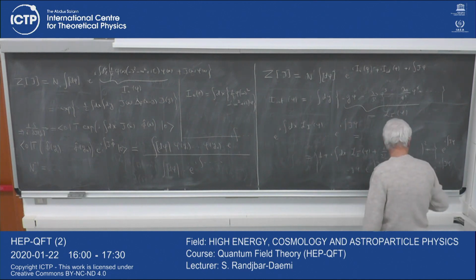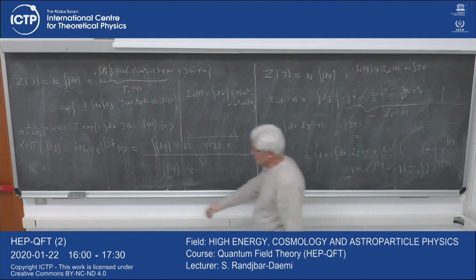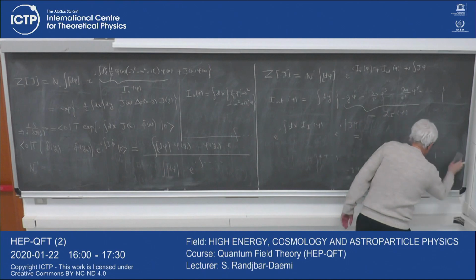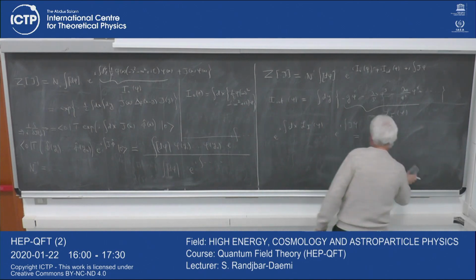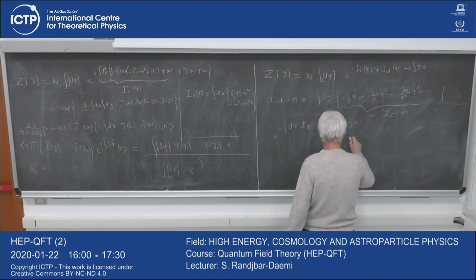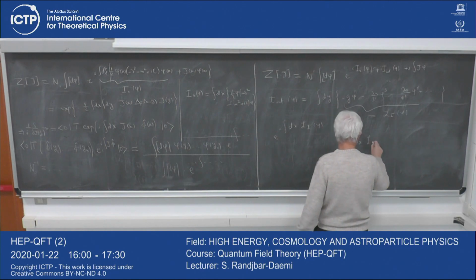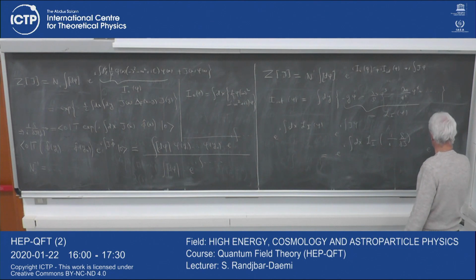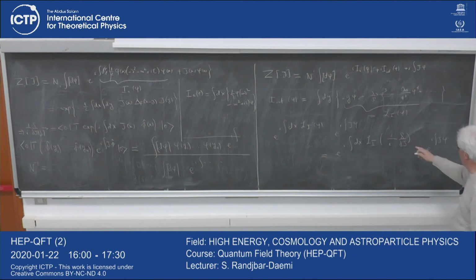That means you can erase this and write this expression as exponential of i integral dx L_I for phi, replace phi by 1 over i d by dJ acting on the same exponential. Because every time d by dJ acts on this, it replaces d by dJ by phi.